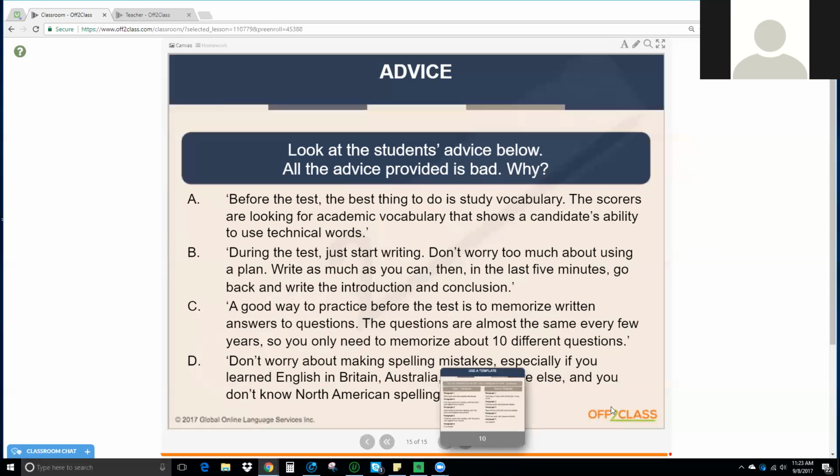Okay, so it looks like that's the last slide. I didn't realize we were at the end. So hopefully you have a good introduction of what to expect on the TOEFL writing part of the exam.